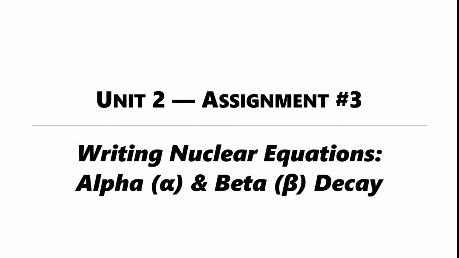All right. Nuclear changes have to follow a couple key rules. So in order to write them out as what we call a nuclear equation or a nuclear reaction equation, we have to make sure that matter and energy is not just suddenly lost out of nowhere or appears from nowhere. Specifically, we're going to look at alpha and beta decay in this video.